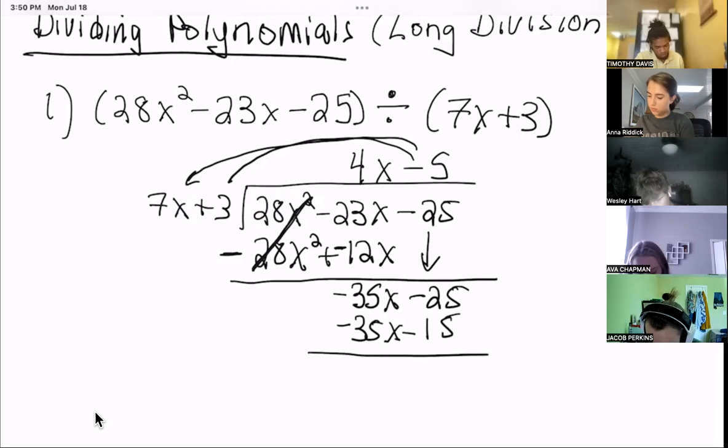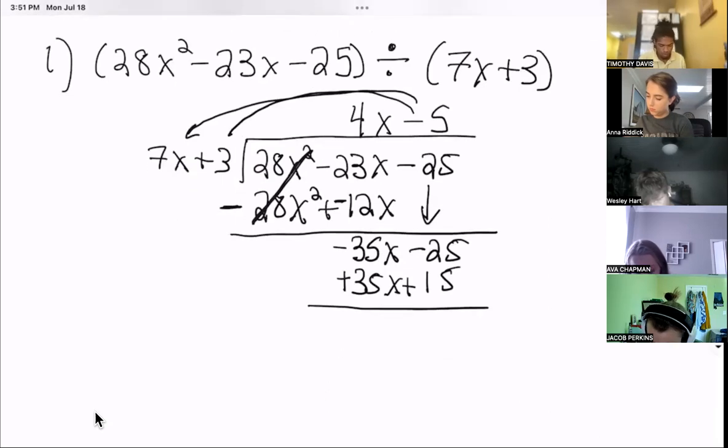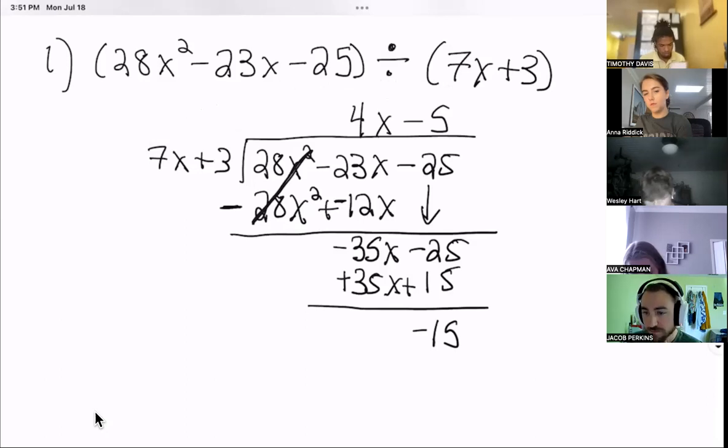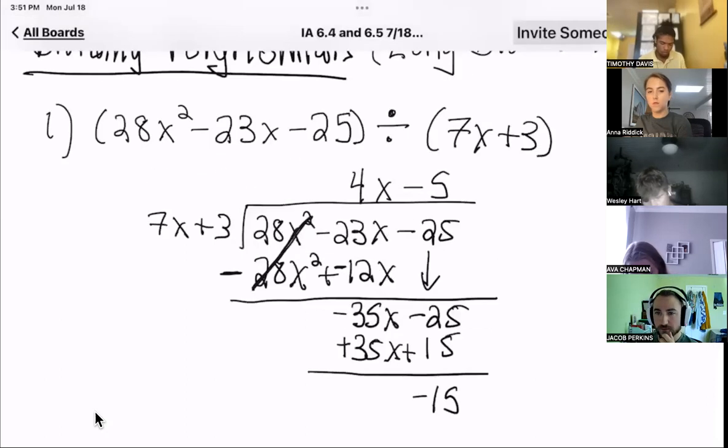Minus 15. What do we do? We change both signs because we're subtracting both terms. To subtract both terms means I've got to change both signs. I add down, I get negative 15. That is my remainder, just like a regular problem, but there's a special way we write a remainder with polynomials. This is how you write your remainder.